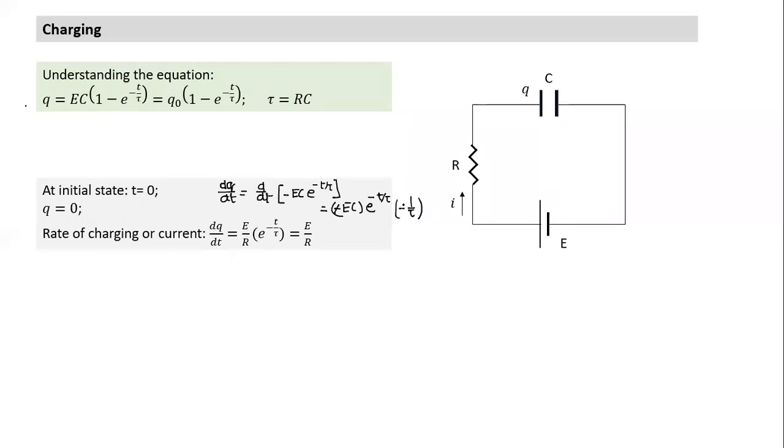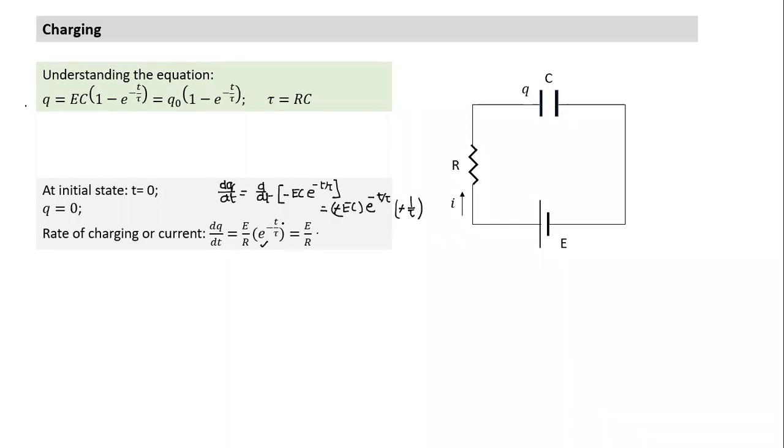And what is tau equal to? Tau is equal to RC. So when you substitute RC, C gets cancelled, and what is left is E by R, E raised to power minus t by tau. That's the value of current. E by R, E raised to power minus t by tau is the rate of charging, or current. At t equal to zero, it is equal to E by R.